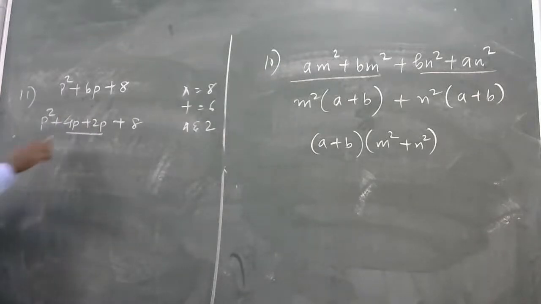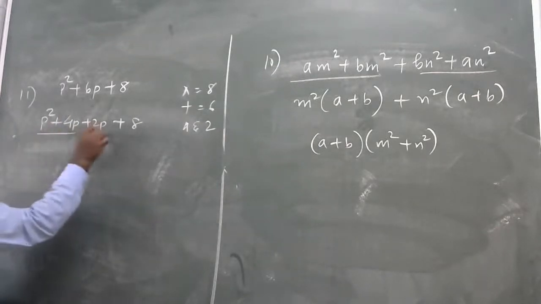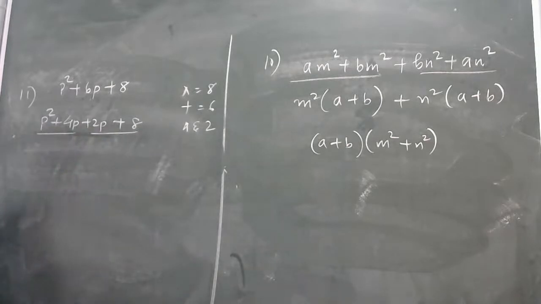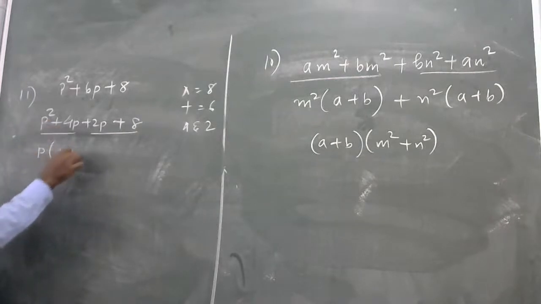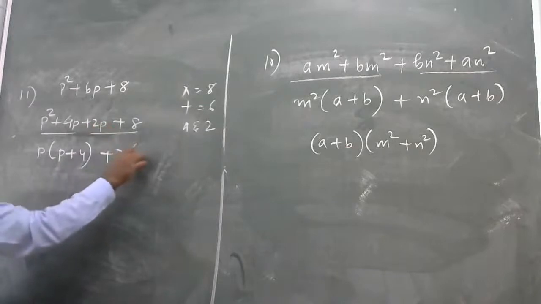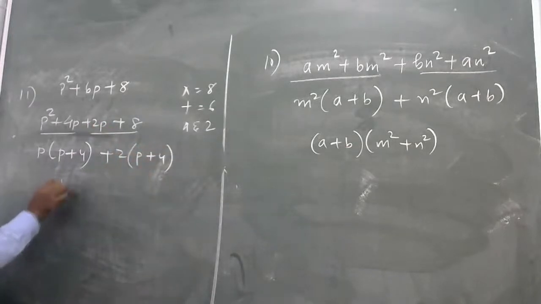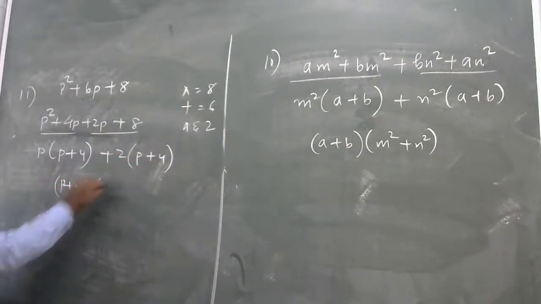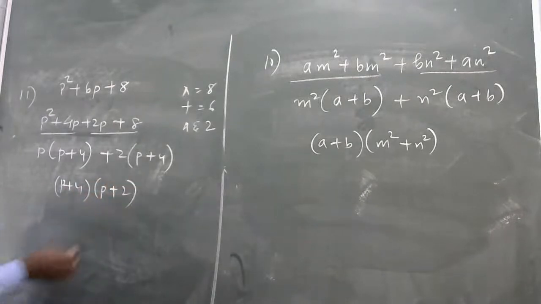So p square plus 4p plus 2p plus 8. Now after splitting the middle term, make the groups and take out the common term. From here p is common, p plus 4 will be left out. And from here 2 is common, p plus 4 will be left out. So p plus 4 into p plus 2.